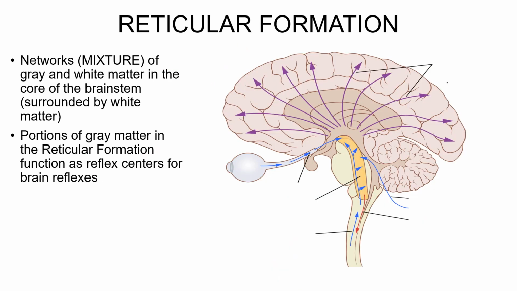So now that we've covered the 3 main areas of the brainstem, the midbrain, the pons, and the medulla oblongata, now we can introduce the reticular formation. And the reticular formation is really, really cool. As you can read, it's a network or a mixture of gray and white matter all throughout the brainstem. So it spans from the midbrain down to the medulla oblongata, or from the medulla oblongata up to the midbrain. And this helps with a lot of cool things.